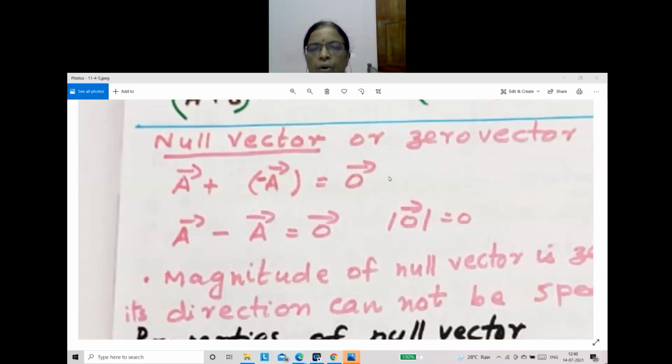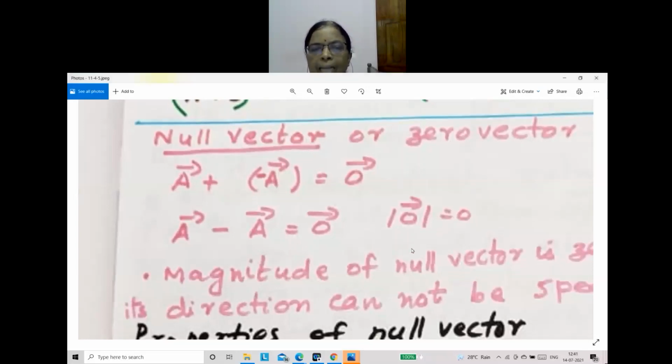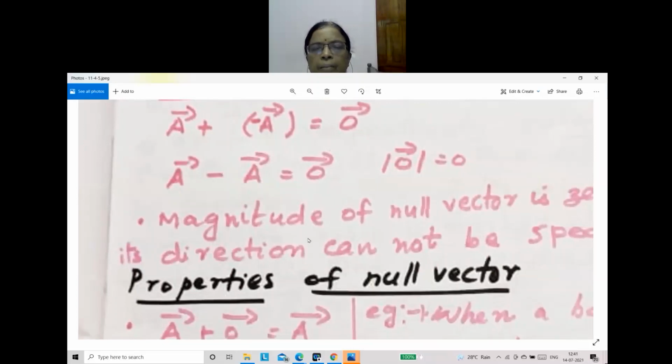But velocity is a vector quantity, we know. So when the body is at rest, velocity is 0 vector. Okay. So vector A minus vector A will be 0 vector. And we have to study the properties of vectors. So what is the magnitude of the null vector?